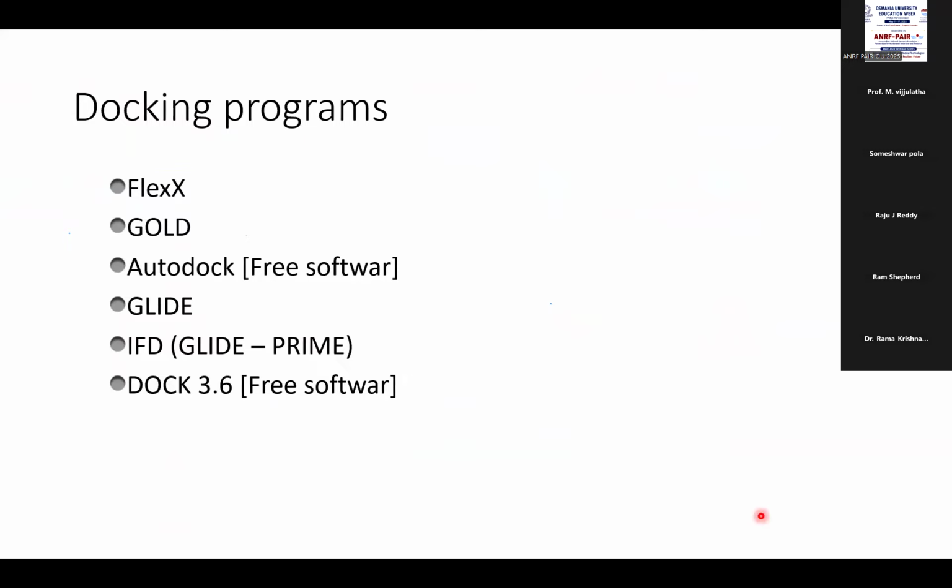So these are some of the docking programs which we generally use: FlexX, Gold, Autodock, Glide, induced fit docking, and Dock 3.6. We generally use Glide as the software for docking protocols. Sometimes we also use Autodock, but Glide is a paid version and Autodock is free software. So if you are interested, you can go for Autodock. FlexX is there in Sybyl software. That is also a paid software.